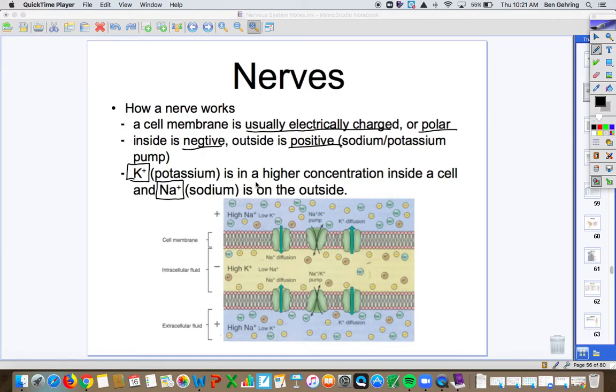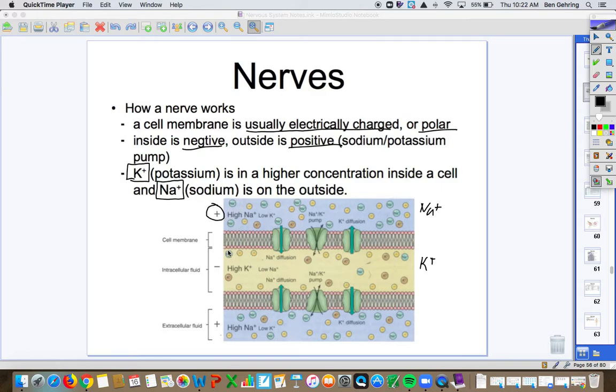And so there's a higher concentration of potassiums on the inside. So you see in this diagram there's more K's in here. And on the outside you see more of the blue Na's. There's way more blue sodiums than there are potassiums on the outside versus the inside. So we have way more positives on the outside than we do on the inside. So on the outside of the cell, it's got a positive charge.